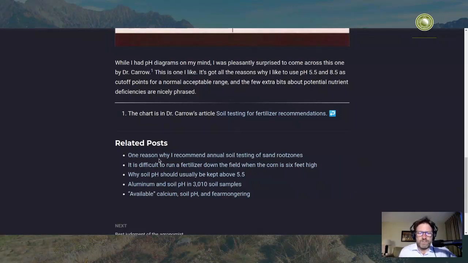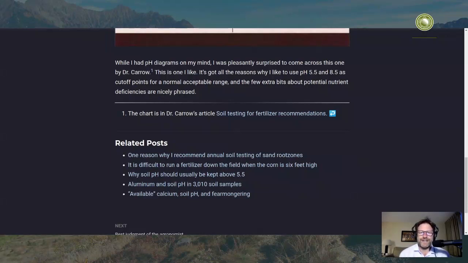So that's a post that you can look at. There's also one that says it is difficult to run a fertilizer down the field when the corn is 6 feet high, which is a quote from a book. I think it's from Dr. Vargas's Turfgrass Diseases book. And he's also saying that pH is not such a big deal.